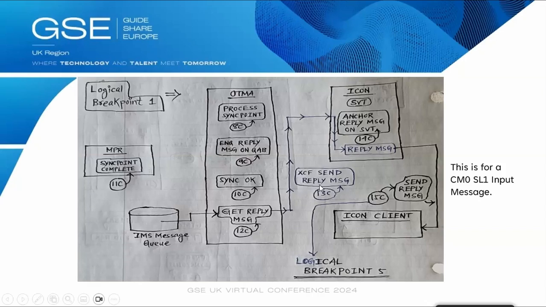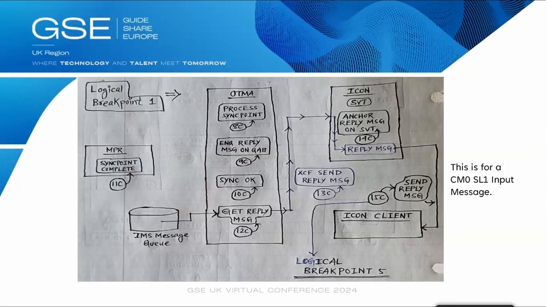Moving on to 13, IMS OTMA will then send the reply message to IMS Connect via XCF. 14, IMS Connect will anchor the reply message on the SVT control block. Moving on to number 15, IMS Connect will send the reply message to the IMS Connect client and will wait for the ACK or NACK reply from the client.